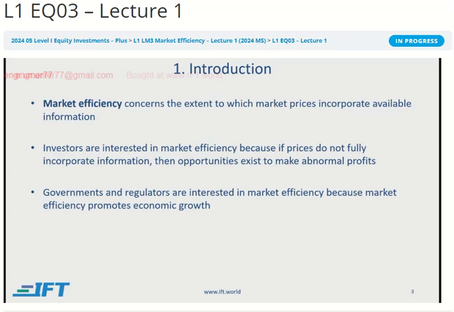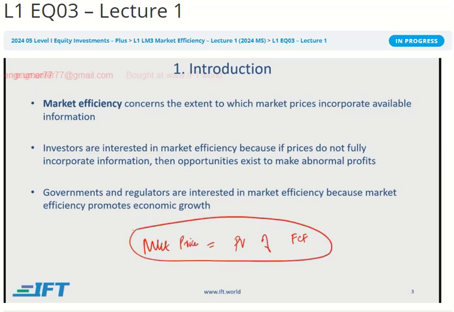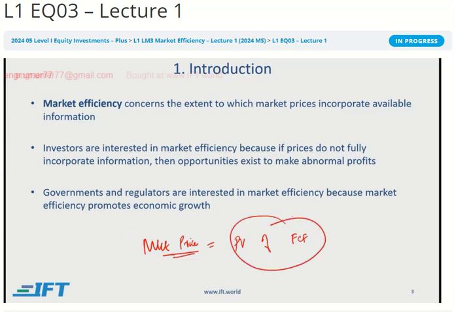See, if the market price of a stock is equal to its intrinsic value, and what is the intrinsic value? It is the present value of future cash flows, right? And if the market price is equal to the present value of future cash flows, then in very many ways, the market is efficient because it is pricing the stocks or the assets as per their value, right?